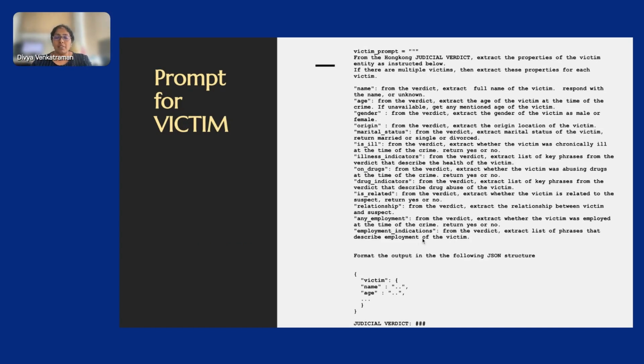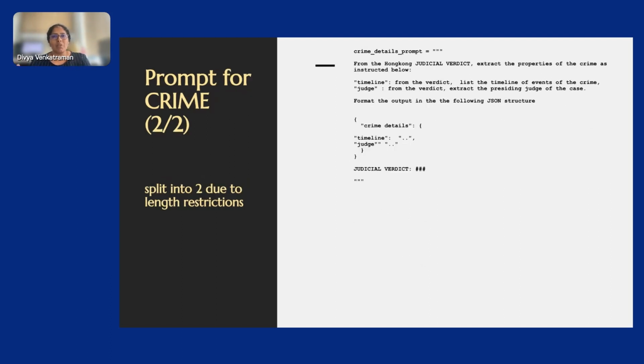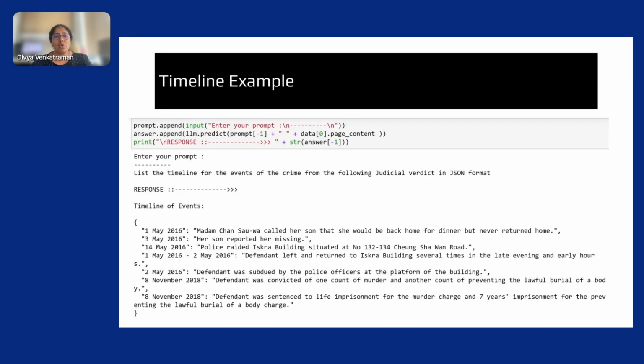So I will just skip through the prompt of the victim. Here again, mostly the relationship, whether they are related, and what kind of relationship. And then for the crime, we were interested in date and location, and also whether the incident happened in a remote location, etc. And whether more than one person was killed or wounded, and also indicators for that, so that we could counter-verify. In some of the verdicts there was a whole sequence of events, so we wanted to understand the date and timeline. We were able to extract the date and the event that occurred in this regard.